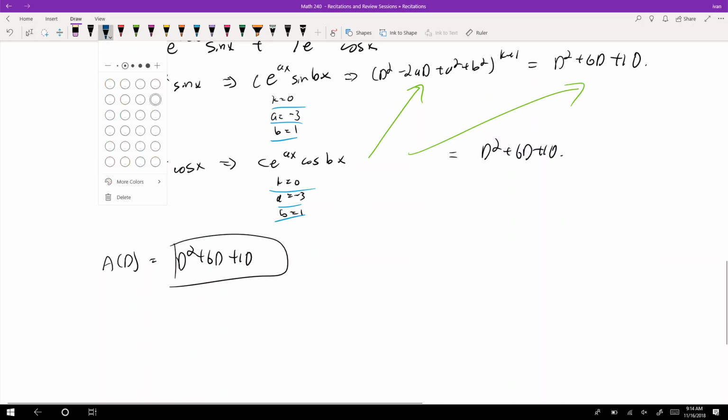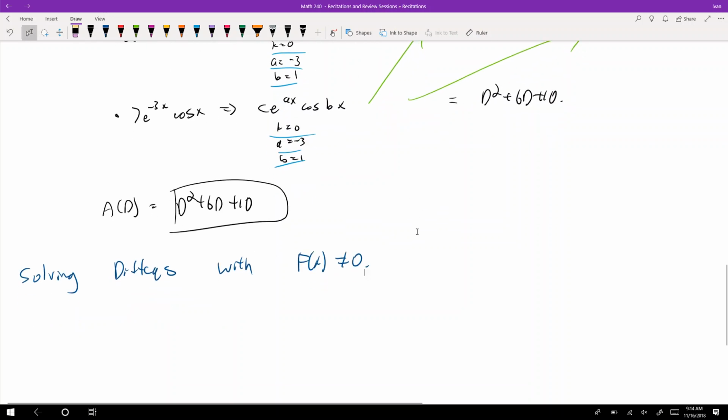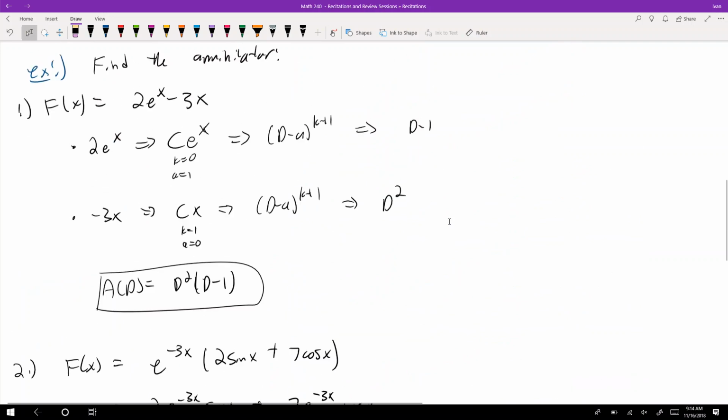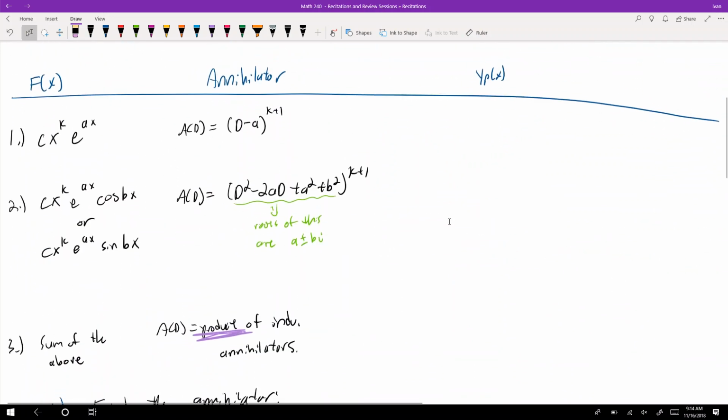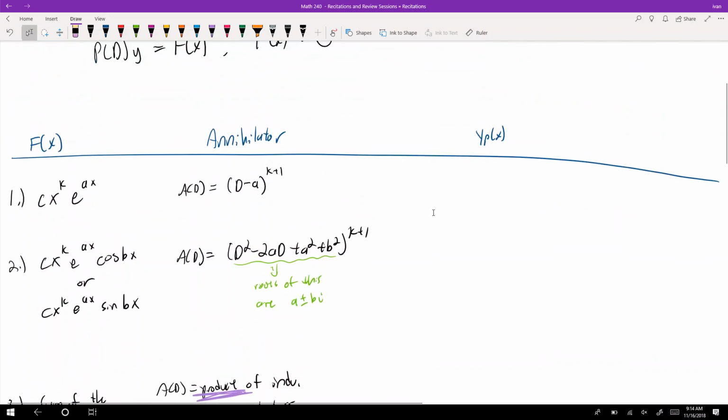So let's move on to then solving diffeqs with f of x not equal to 0, right? So what are we going to do? First of all, let's fill out this table up here. Okay. So you have yp of x, right? And so you have f of x on the right-hand side. And so what do you guess for yp of x?